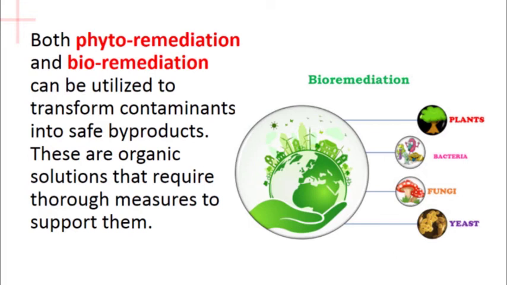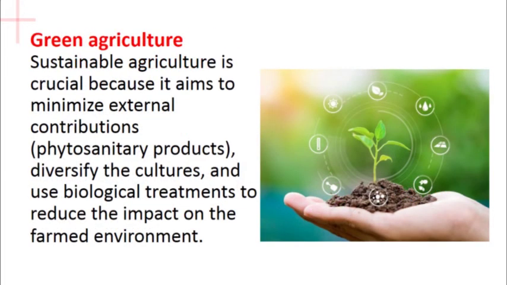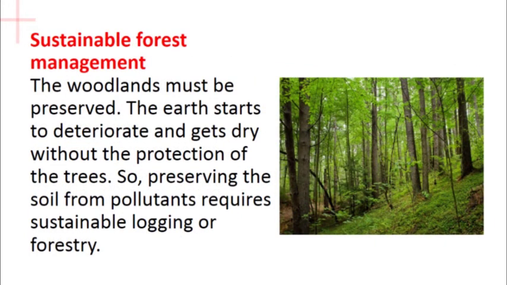Green agriculture. Sustainable agriculture is crucial because it aims to minimize external contributions, phytosanitary products, diversify the cultures, and use biological treatments to reduce the impact on the farmed environment. Sustainable forest management. The woodlands must be preserved. The earth starts to deteriorate and gets dry without the protection of the trees. So, preserving the soil from pollutants requires sustainable logging and forestry.